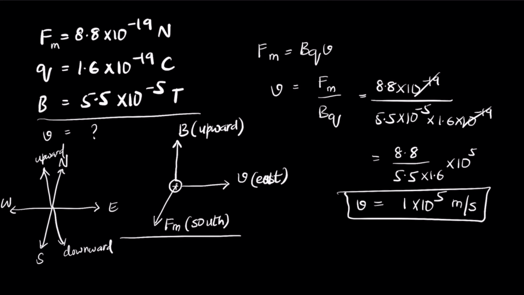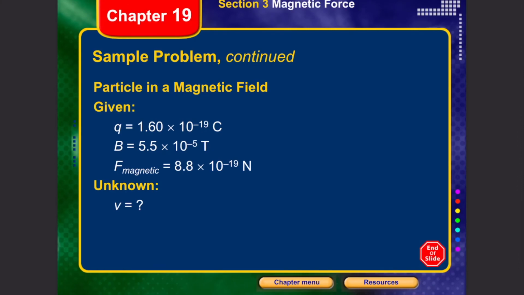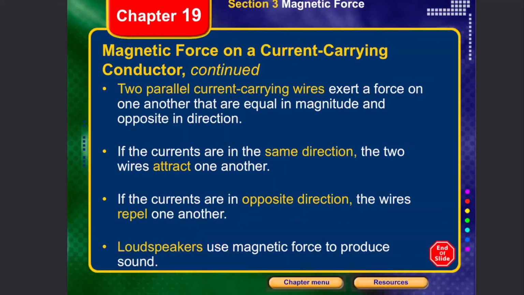So if you keep your thumb towards the east and your fingers upwards, then your palm faces towards you, which means it's the south. So this is how you can represent the direction of the magnetic field and solve the problem.